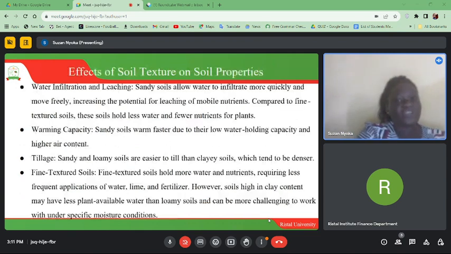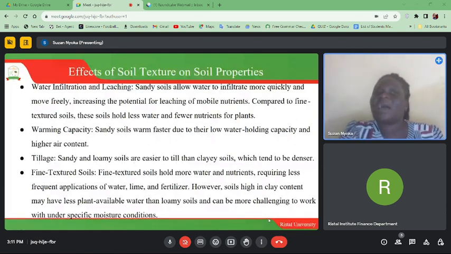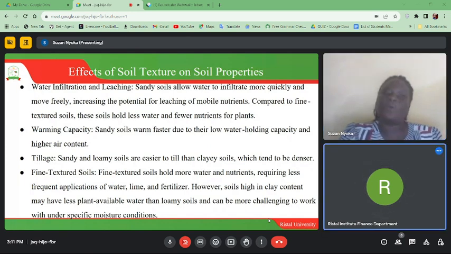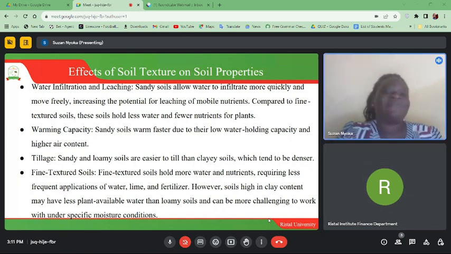And then effects of soil texture on soil properties. Water infiltration and leaching. Sandy soils allow water to infiltrate more quickly and move freely, increasing the potential for leaching of mobile nutrients compared to fine texture soils. These soils hold less water and fewer nutrients. And then warming capacity. Sandy soil warms faster due to its low water holding capacity and higher air content. Tillage: sandy and loamy soils are easier to till than clay soils, which tend to be denser.